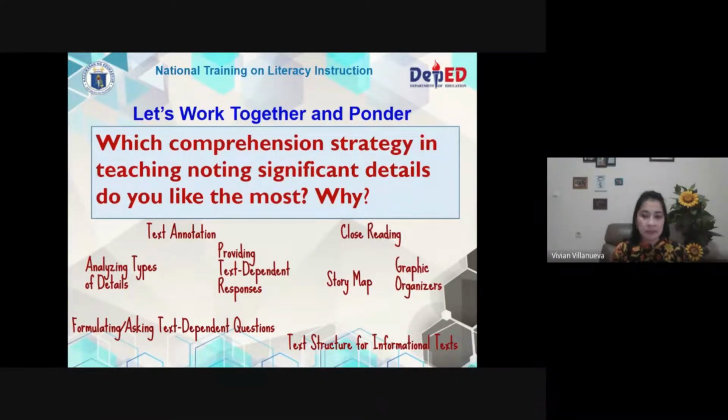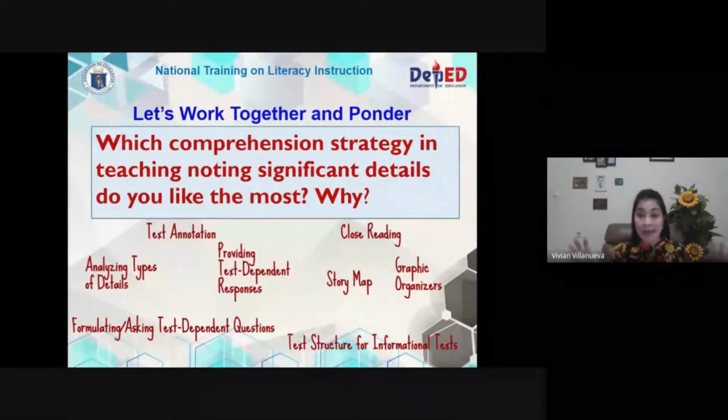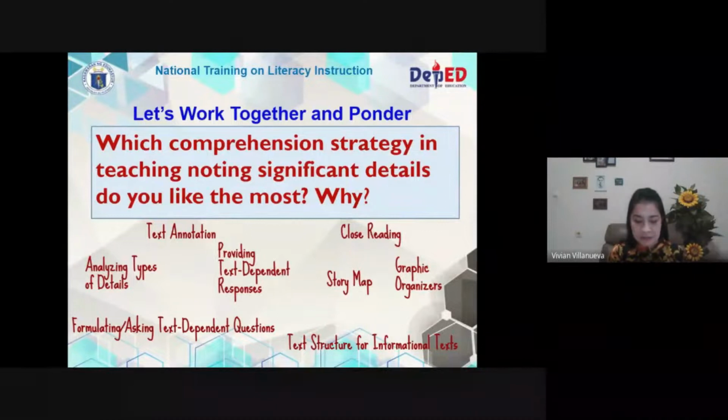Maybe you can just answer it by yourself. So here are some noting details specific strategies that we've talked about. I was not able to show everything to you, but we've done most of those reading strategies in class here in Indonesia as English teachers.